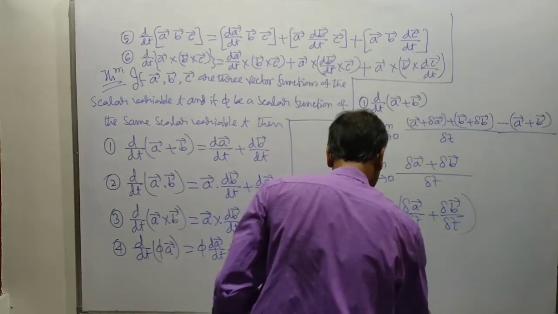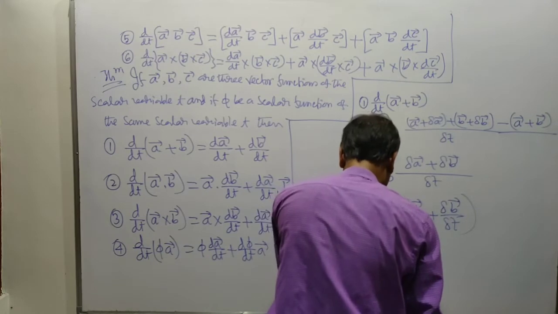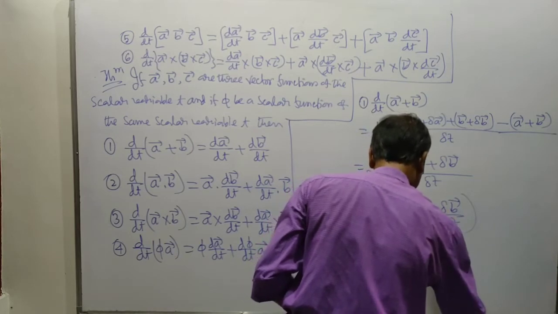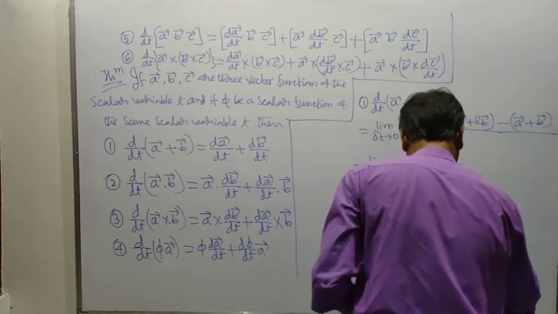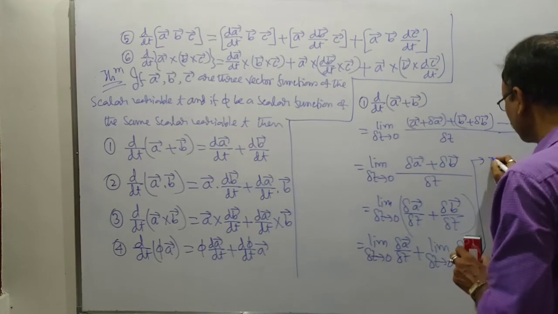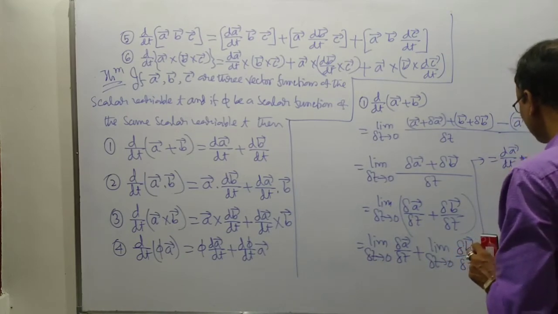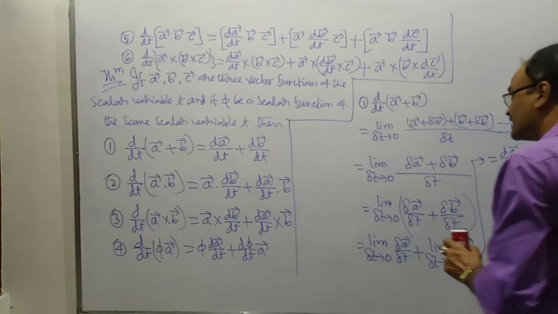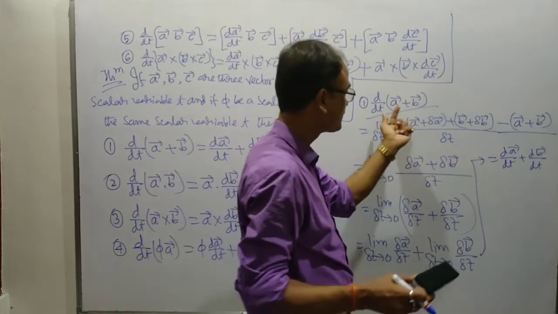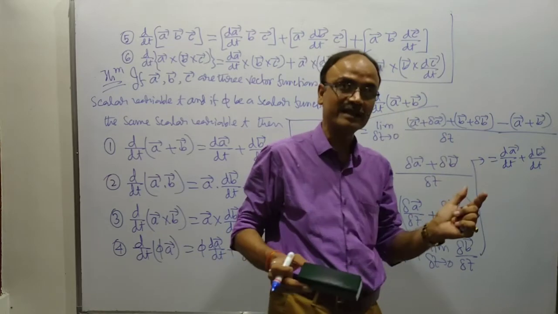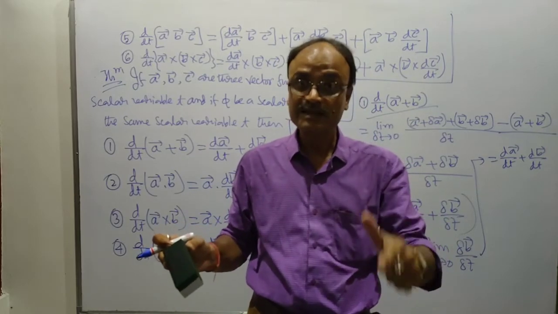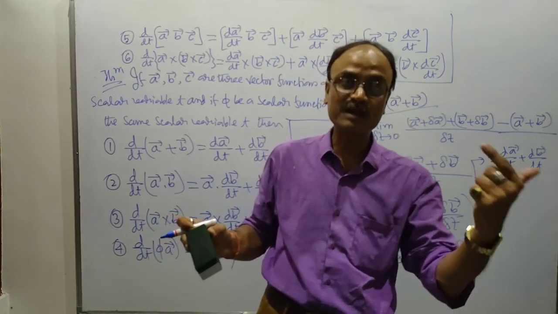This limit, you may write here, as delta t tends to 0, delta A vector by delta t, plus again the limit as delta t tends to 0, delta B vector by delta t. This is equal to dA vector by dt plus dB vector by dt. Thus d/dt of A vector plus B vector, we have proved that it is dA vector by dt plus dB vector by dt.